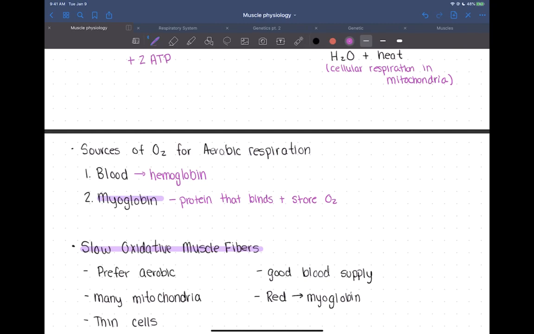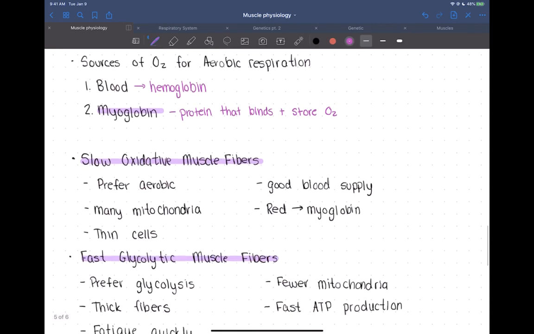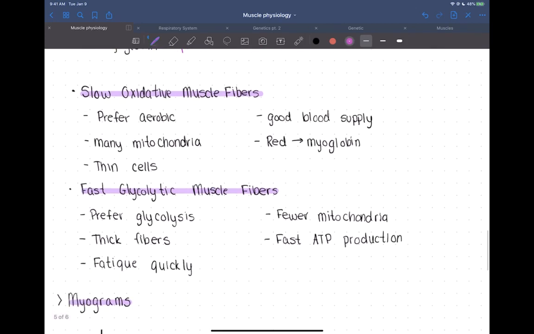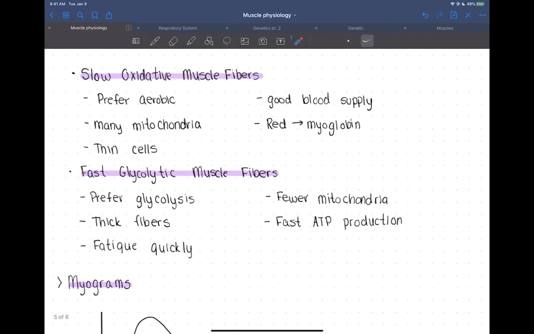Your muscles differ based on their preference between aerobic respiration and anaerobic respiration. Some muscles prefer the anaerobic route, and some prefer the aerobic route. We'll categorize those as slow oxidative muscle fibers and fast glycolytic muscle fibers. For the slow oxidative muscle fibers, if you just remember oxidative, meaning they like to use oxygen, and aerobic respiration is slower, so they're slow.